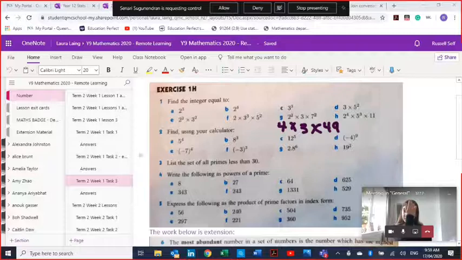Okay? Then she gives you some extension work below. This is just about powers. And again, you can attempt the extension work if you want to. It's just building on what we've already done. So you're more than welcome to do it, but you don't have to. Okay? So anytime it says extension, that means optional, right? So some of you will want to, some of you may not.